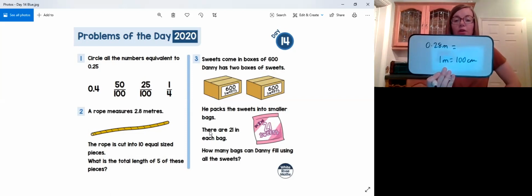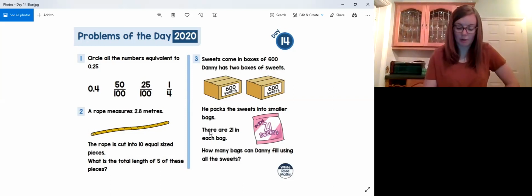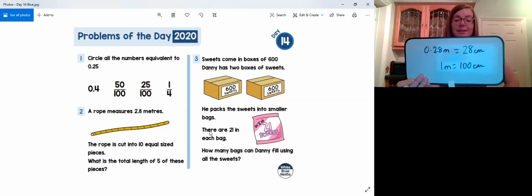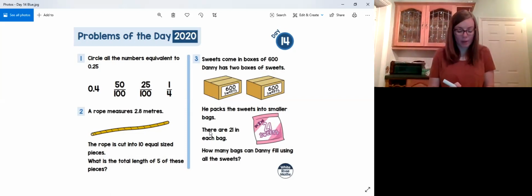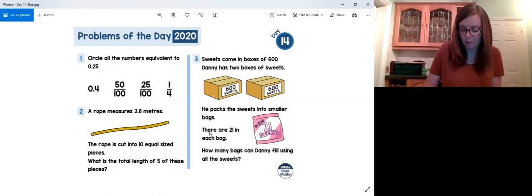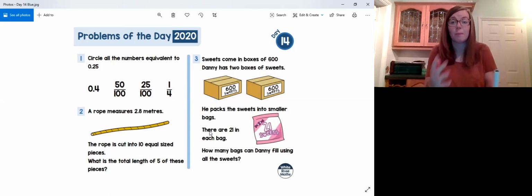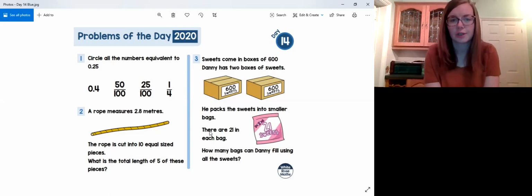1 meter equals 100 centimeters. So 0.28 meters equals 28 centimeters. Always good to try and work out everything you can work out from the question, or from the visuals, even if it wasn't particularly what the question asked you.